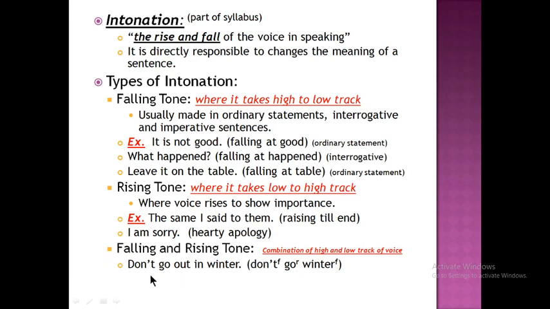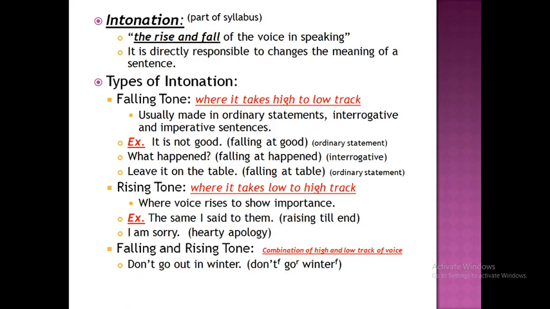This is the example. Don't go means don't go out in winter. Don't go out. Don't is very light. Then go is with a raised tone, and in winter is very low. In this sentence, don't go out in winter. Go is with a raised tone and winter is with a low tone. So this is the example of falling and raised tone together.